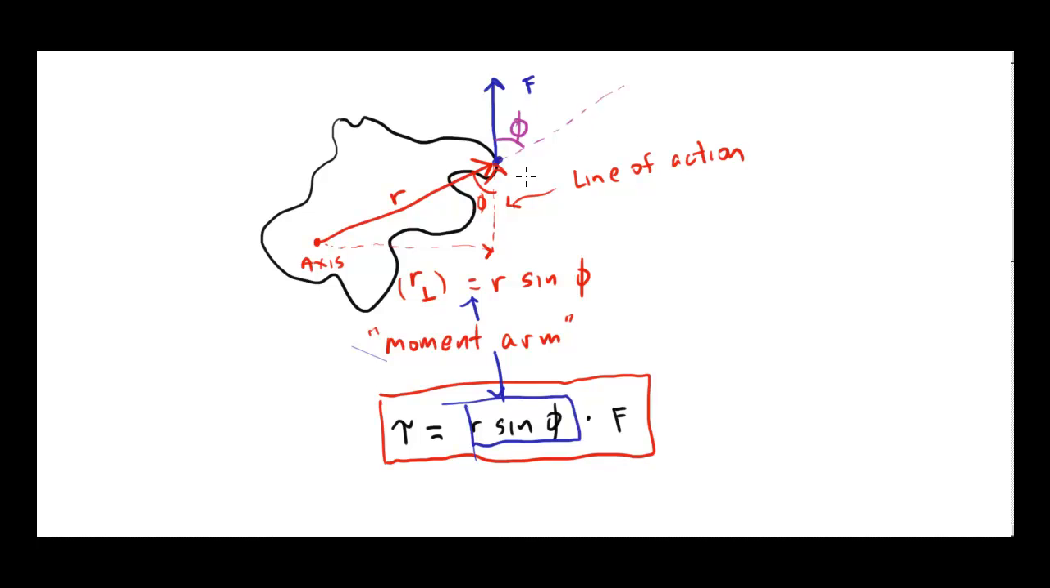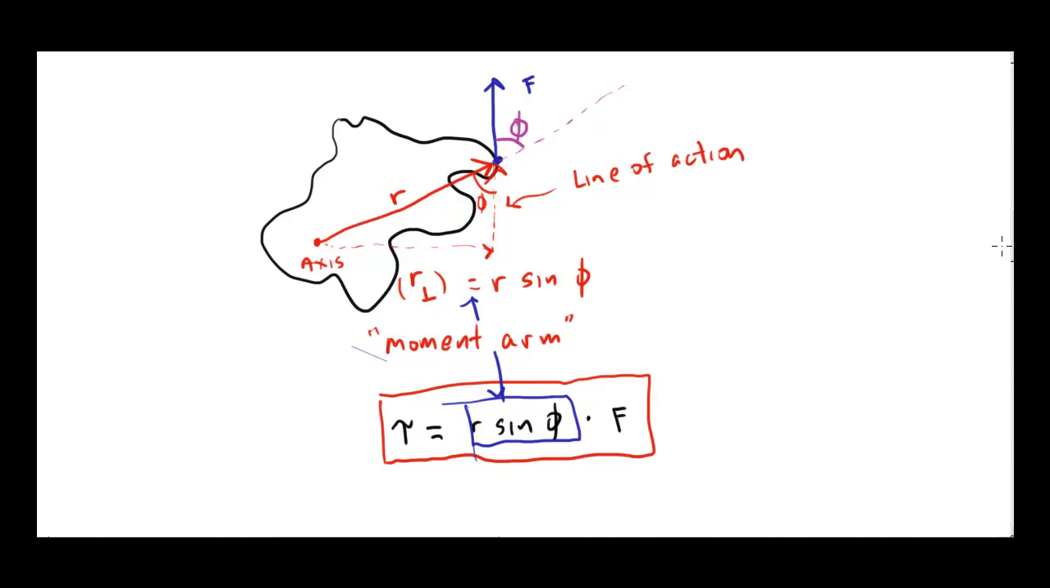And you can even think about this, right? As phi approaches 90 degrees, the moment arm gets bigger and bigger, right? If phi is 90 degrees, so if this angle right here is 90 degrees, then the entire r is the entire moment arm. So a little bit about torque.